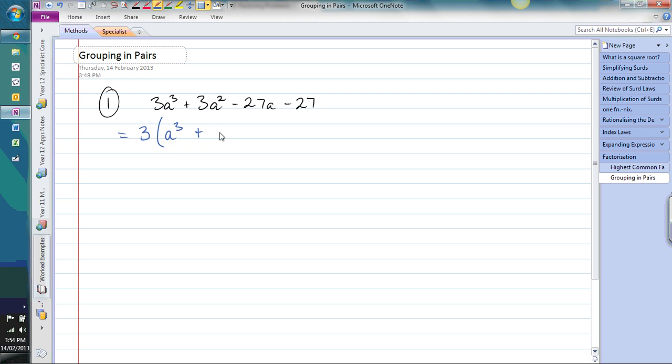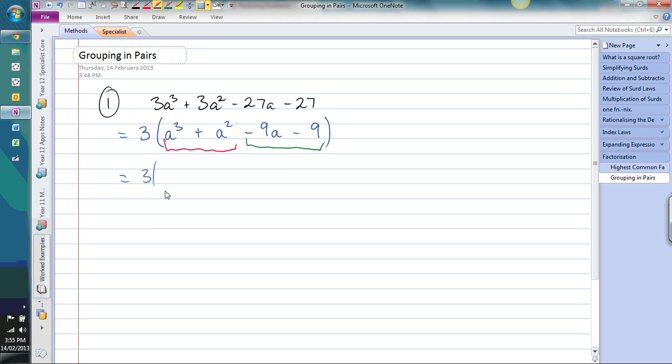It's important that we always get into the habit of looking for that before we do anything else in our problem. Okay, 27 divided by 3 is going to be my 9 here. Once we've done that, now we're ready to do grouping in pairs. So we're going to group those terms like this, and we're going to factorize each of those as if it was its own separate highest common factor problem.